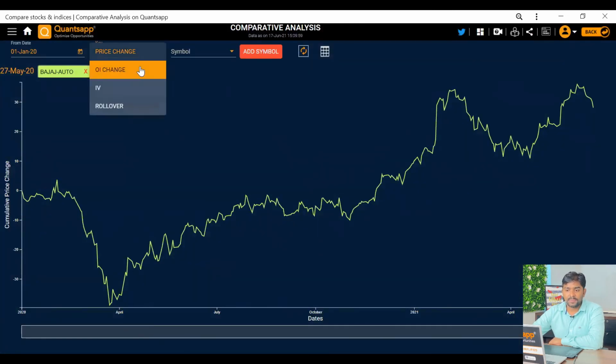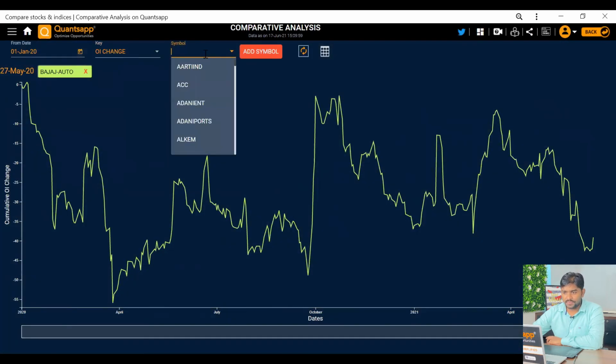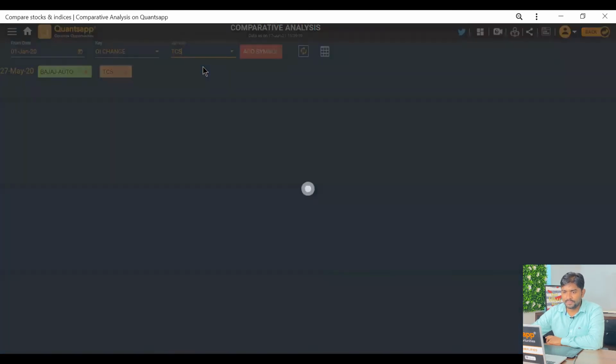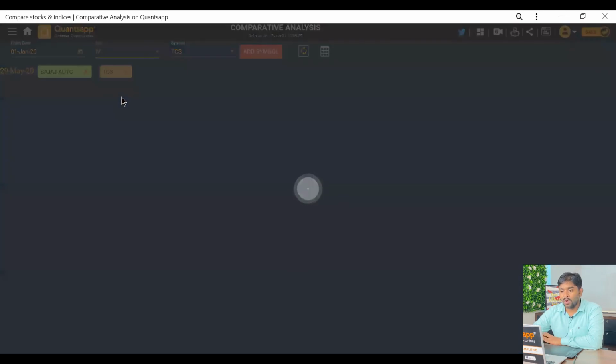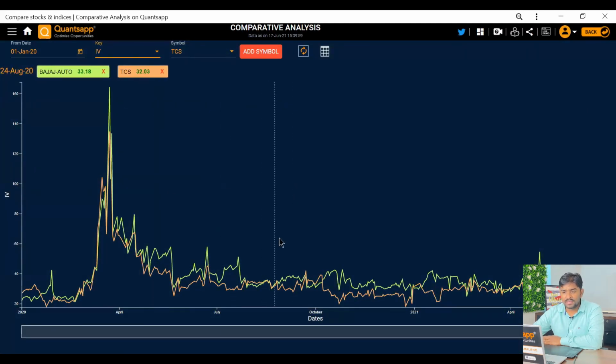Plus, now second option, you can check the OI change also. Let me add TCS here again. Okay. Now here you can check the open interest addition and subtraction happening in these two stocks, so that you can also see the relationship between these two stocks. Simultaneously, you can see the IV, how volatile these stocks have been since the start of that day. So again, this gives you a comparative analysis of the implied volatility also.